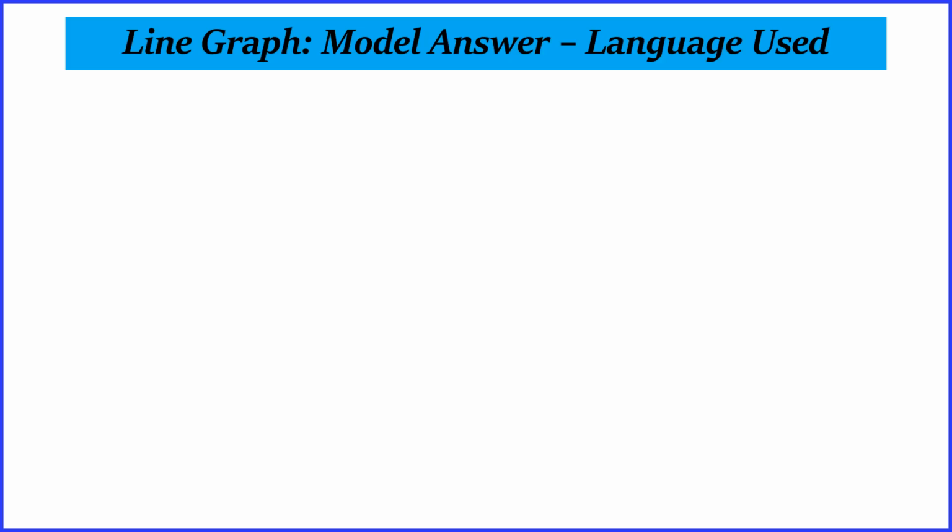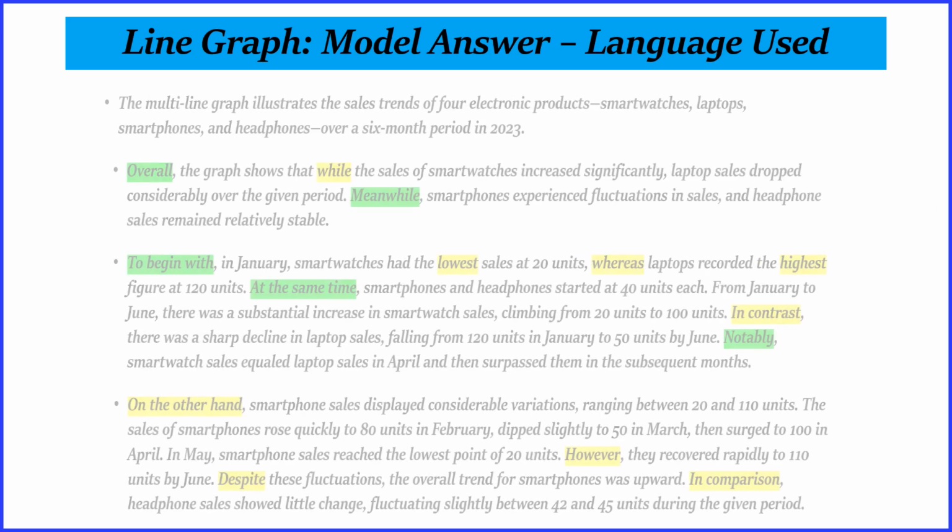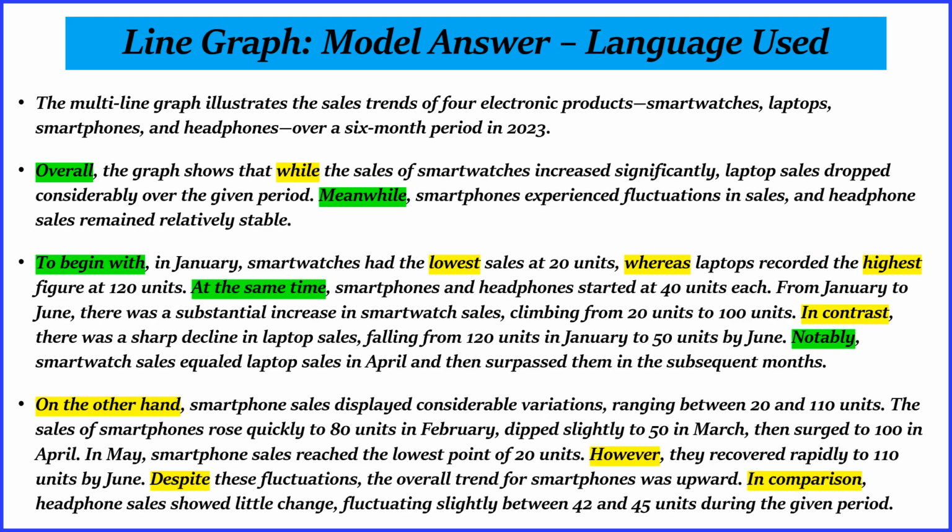Let's look at the compare-contrast language and connectors used in the model description. In this slide, compare-contrast language is highlighted in yellow, and other connectors or linking phrases are highlighted in green. The words highlighted in yellow indicate differences, contrasts, and extreme values between the sales trends of the four products. For example, while contrasts the increase in smartwatch sales with the drop in laptop sales, and whereas compares the starting sales of smartwatches and laptops in January.